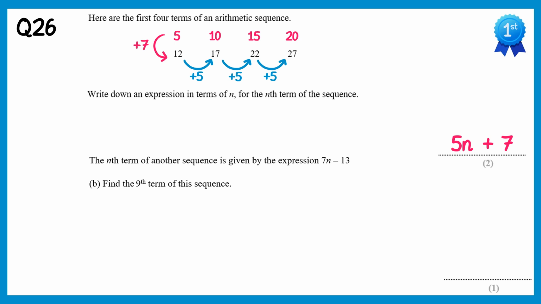For the final part of this question, we need to find the 9th term of another sequence. To do this, you take the nth term which we're given is 7n minus 13, and you substitute the n for 9. So instead of 7 times n minus 13, it's 7 times 9 minus 13. 7 times 9 is 63, and if you do 63 minus 13, you get 50.